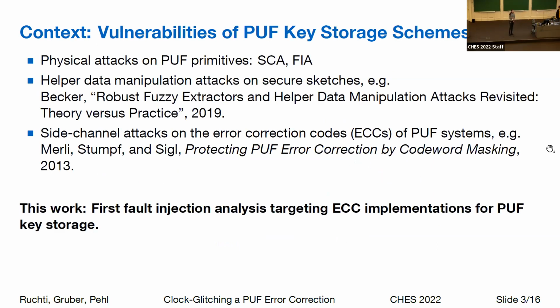As a context, why are we doing this? There are physical attacks on the PUF primitives already, so side channel and fault attacks, and there are attacks on the helper data schemes where helper data manipulation itself can sometimes be enough to compromise the system. There's also a side channel attack by Merle et al. on the error correction code of such a system, but this work is actually the first fault attack on that part.